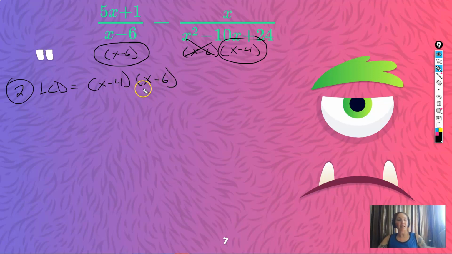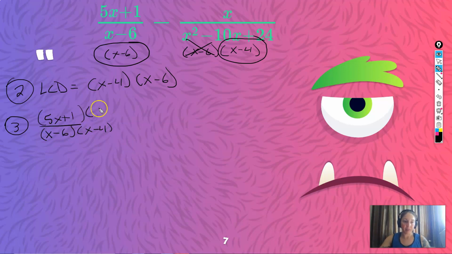So it'll look similar to the last problem we did. Now let's make our equivalent fractions. So 5x plus 1 over x minus 6. What do I need to multiply this by to get my common denominator? Well, I need to throw the x minus 4 in there. I throw it on the numerator. There we go. Minus x over, now I'm going to leave this in factored form. It was already x minus 6, x minus 4. So I actually don't need to do anything to this back term because it already is our common denominator. So we're done. I don't need to multiply that by anything.